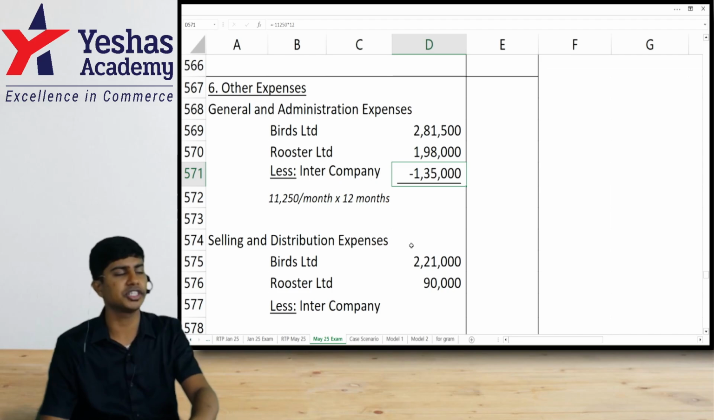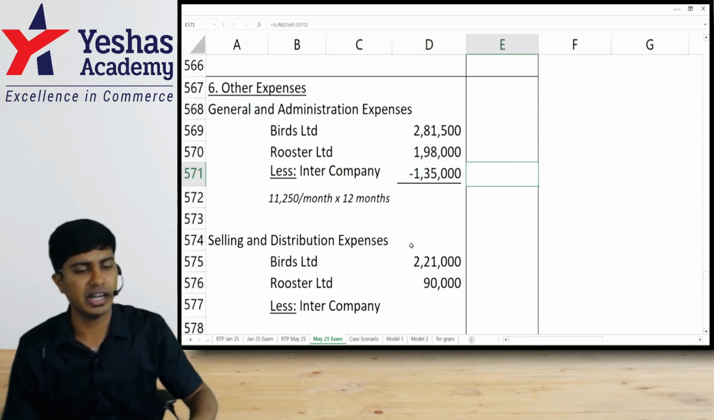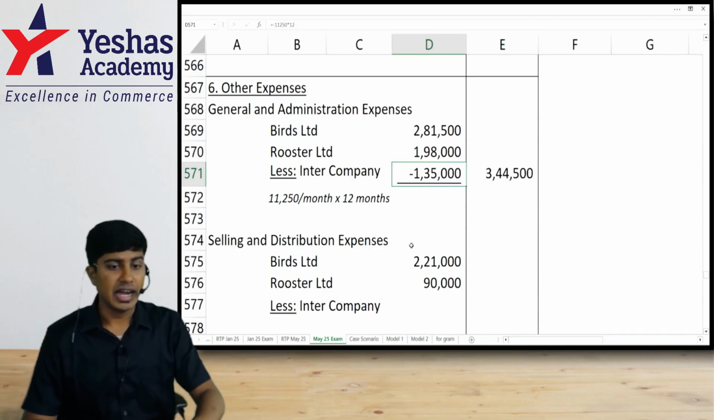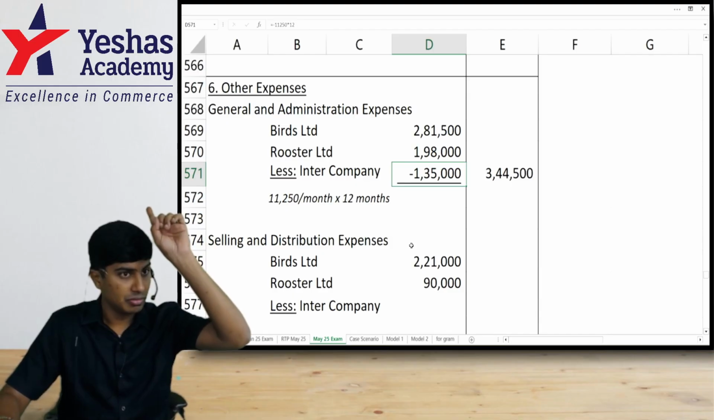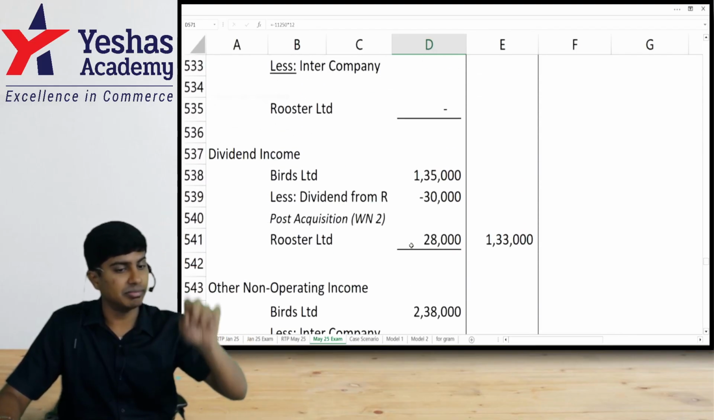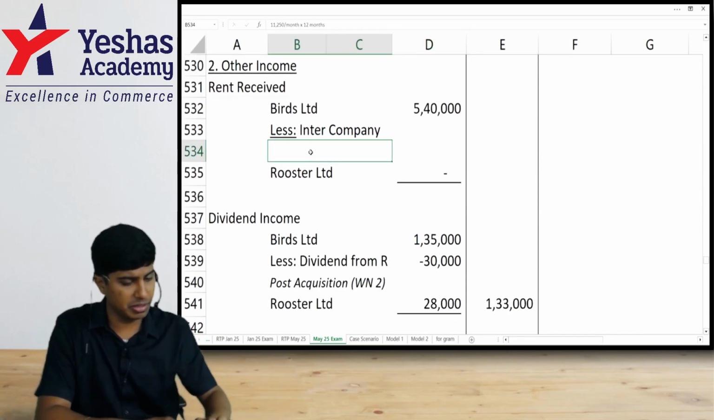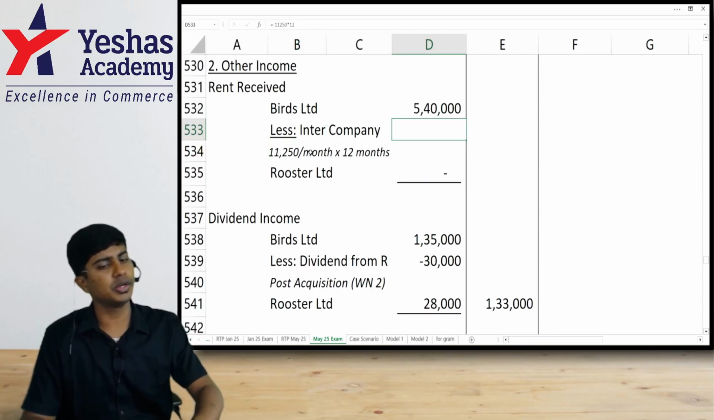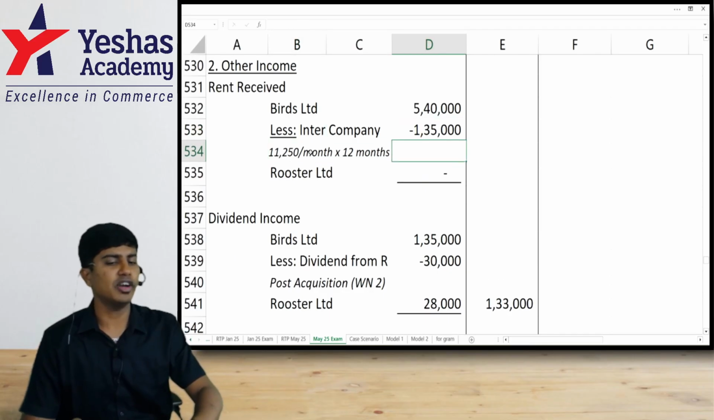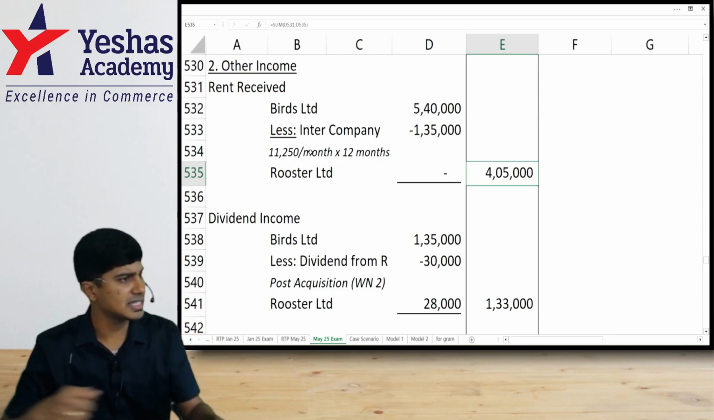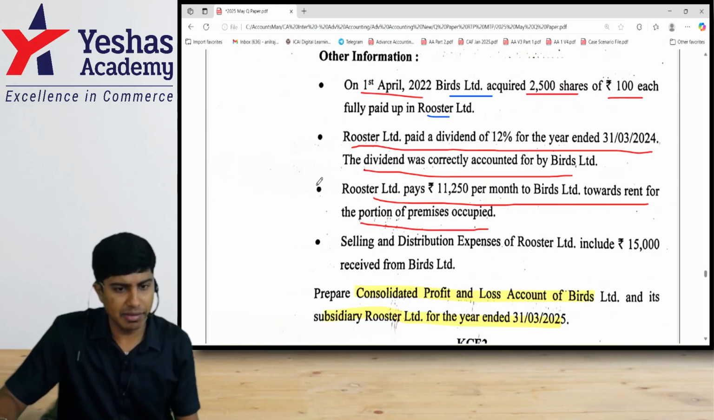How much will be general administration expense now? 281,500 plus 198 minus 135. 500. And this is income of holding company. Holding company's other income includes rent. We'll eliminate it from here. 11,250 into 12, 1,35,000. 540 minus 135, 4,05,000. Did everyone get this? By this, I am done with this. I'm done with this also.